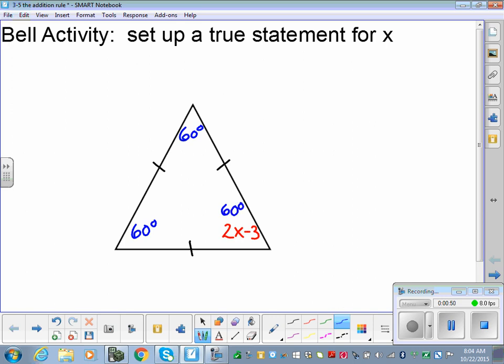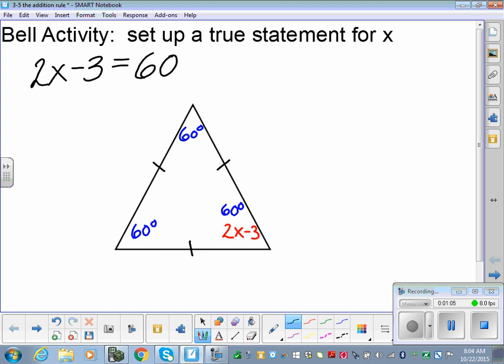So wouldn't it be true to say 2x minus 3 will be equal to 60 degrees? Is that a true statement? Yes. How many of you did that true statement? Anyone? No one. Oh, anyone do this one?